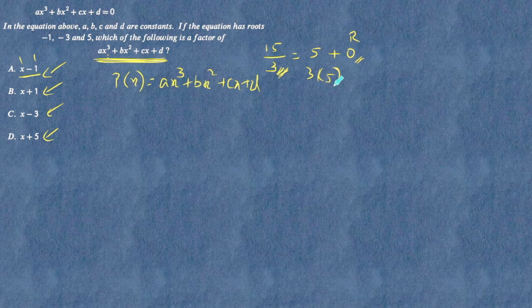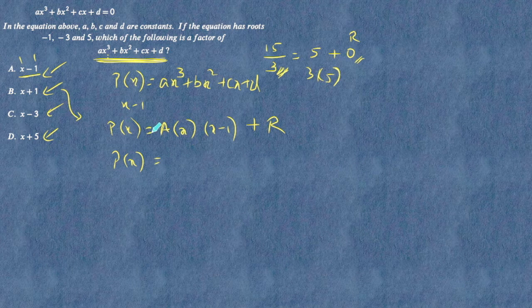So let's say we divide it by x minus 1. You will get a quadratic a of x times x minus 1 plus some remainder r1, and that will be equal to p of x. Similarly, for x plus 1, p of x equals a different polynomial, b of x, times x plus 1 plus r2. The remainder can be different.